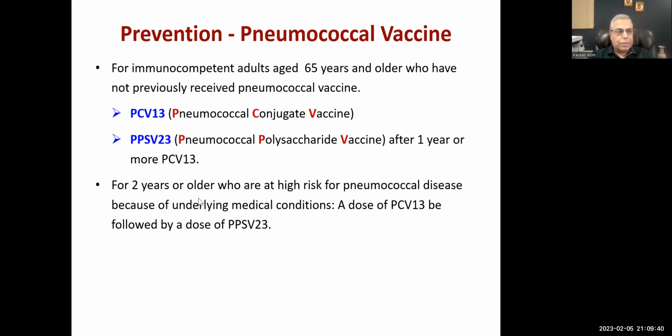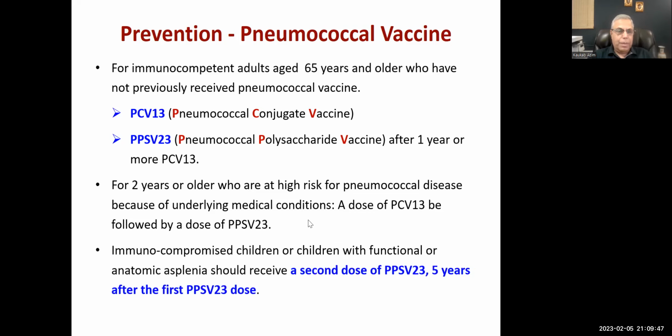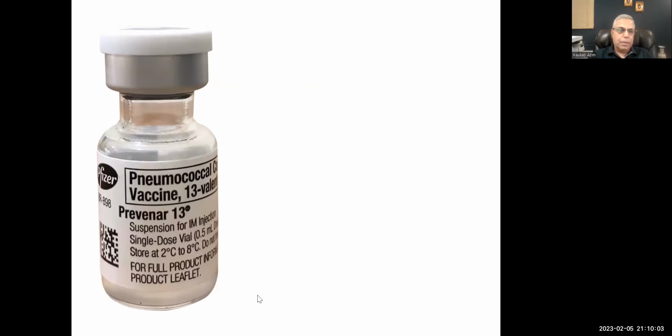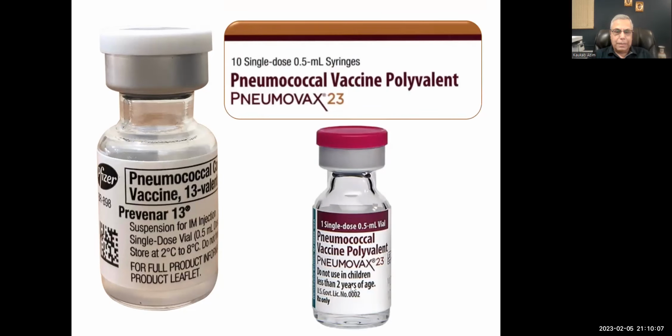For children 2 years or older who are at high risk of pneumococcal disease, you should vaccinate those children. You should vaccinate old people, immunocompromised children, or children with functional or anatomic asplenia. Asplenia means the spleen is not there. So they should receive a second dose at 5 years, right? So 2 years and 5 years. So here's pneumococcal vaccine 13 valent, and this is pneumococcal vaccine polyvalent. This is 23 valent, okay?